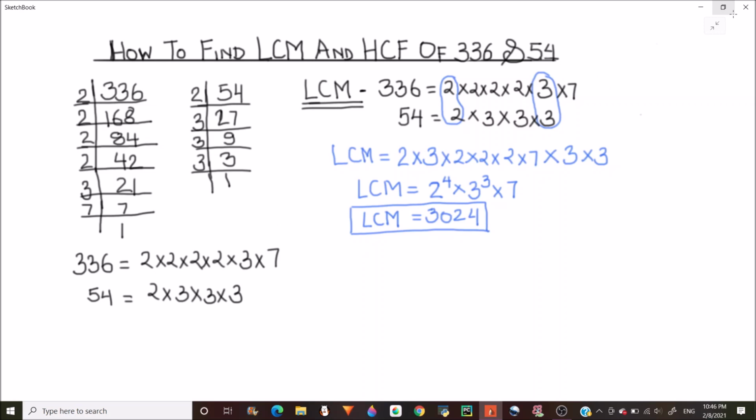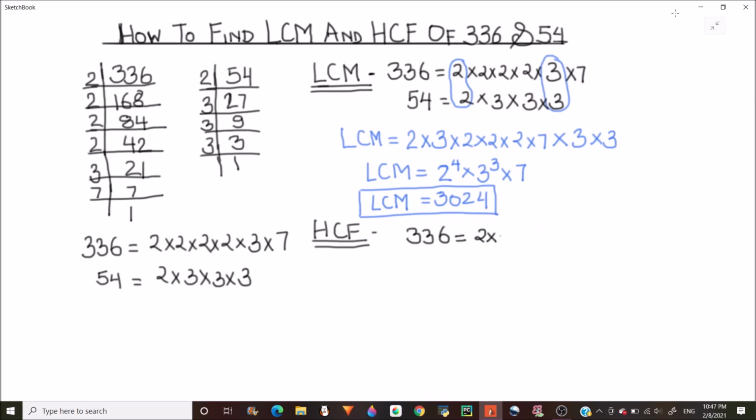And now we'll find the HCF of the two numbers. For finding the HCF, we are going to write the numbers as the product of factors. 336 is 2 times 2 times 2 times 2 times 3 times 7, and 54 is 2 times 3 times 3 times 3.